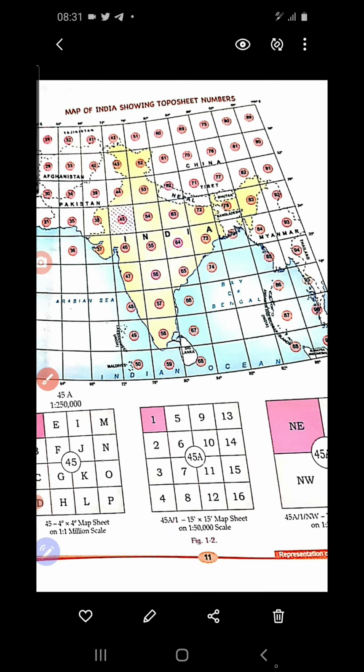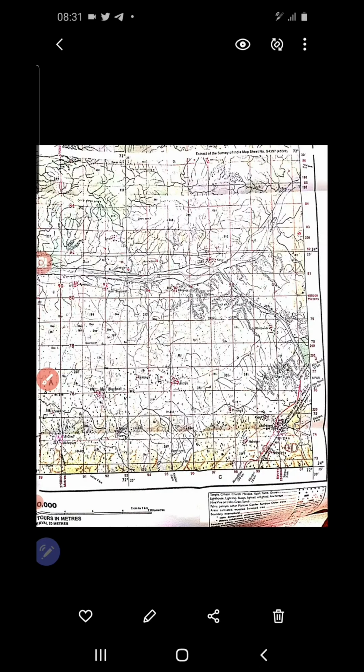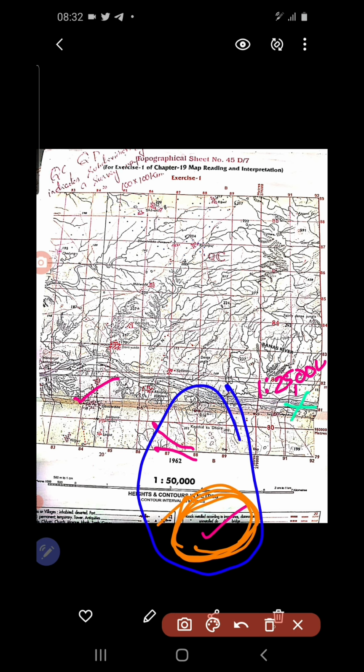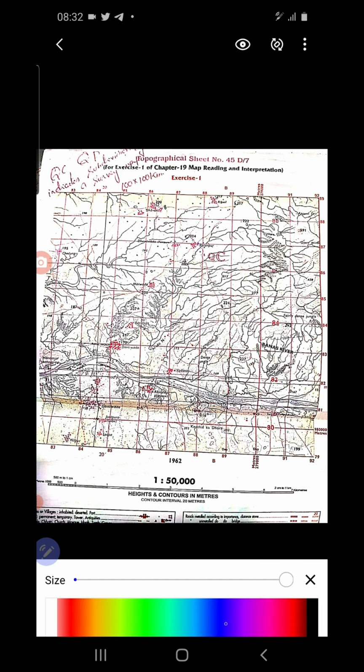I will show you how it is in most of the topo sheets. You see this topo sheet in full size. You see here in this topo sheet which scale is adopted. You can see here which scale is there. You see 1 is to 50,000 scale. So like that, in every topo sheet you see this is the scale adopted. So this is the common scale adopted.